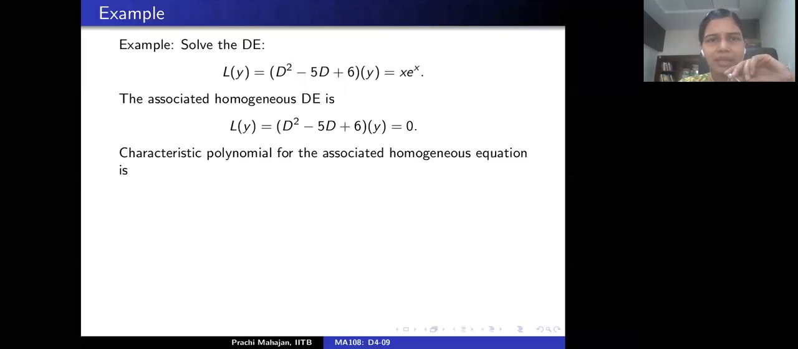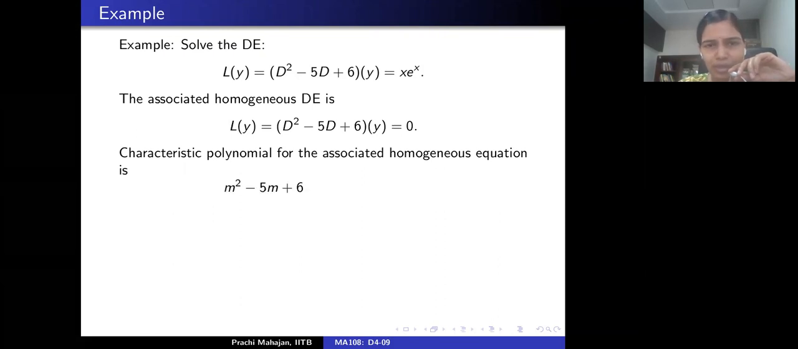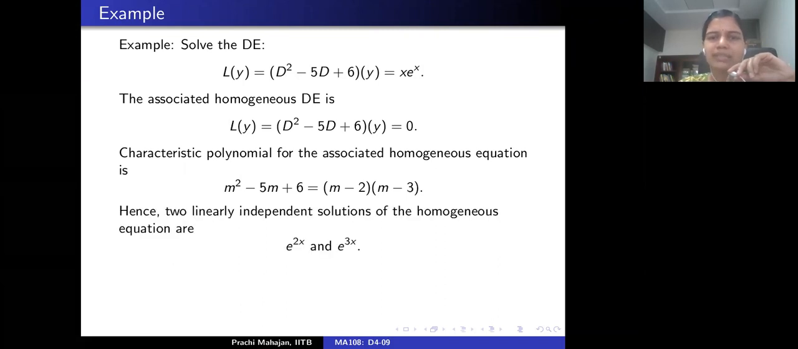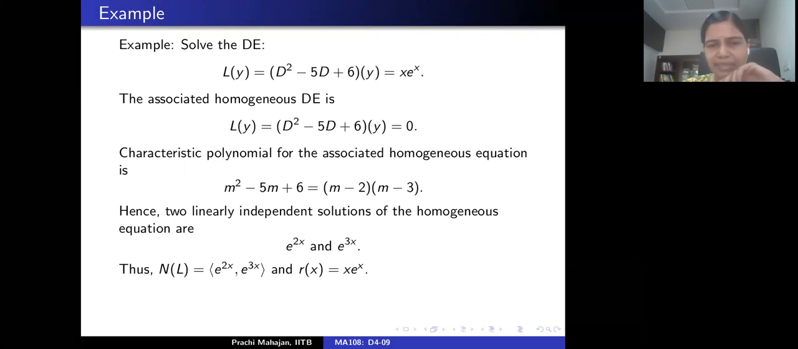Okay, so let's write down the associated homogeneous differential equation, which is (D squared minus 5D plus 6)y equal to 0. So the associated characteristic polynomial is a degree 2 polynomial, roots being 2 and 3, right? Which means that two linearly independent solutions of the associated homogeneous equation are exponential 2x and exponential 3x. And so the null space of the operator L is spanned by exponential 2x and exponential 3x, and R here is x times exponential x.